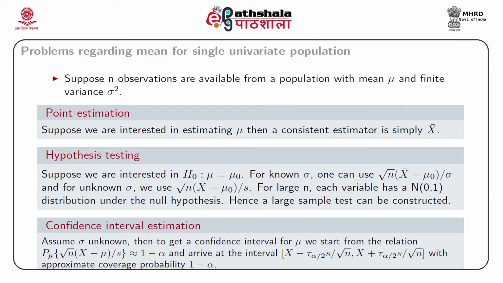Proceeding in an obvious way, we arrive at the random interval with endpoints x bar minus tau alpha by 2 multiplied by s by square root of n and x bar plus tau alpha by 2 multiplied by s by square root of n, with approximate coverage probability 1 minus alpha. Therefore, we get a random interval having approximate coverage probability 1 minus alpha, and therefore using large sample techniques we arrive at a confidence interval with desirable coverage probability, at least for large n.